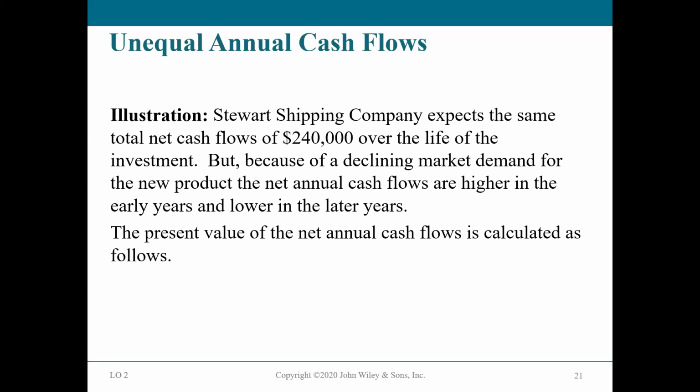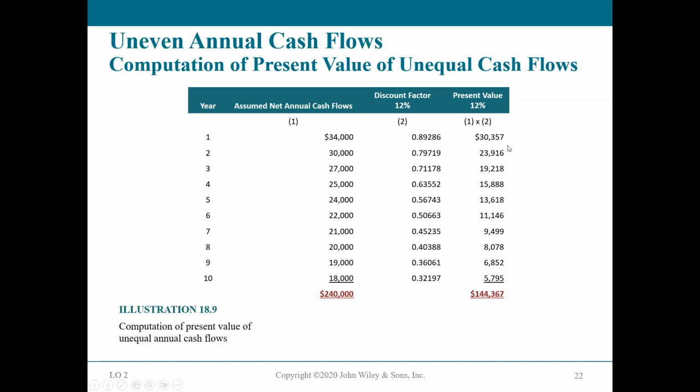Keep going through an illustration. Stewart Shipping Company expects the same total net cash flows of $240,000 over the life of the investment. But because of declining market demand for the new product, the net annual cash flows are higher in the early years and lower in the later years. Present value is calculated as follows. So now you have to discount each year separately. So using our present value of a single payment in the future, a single payment of $34,000 1 year out at 12% would be discounted at 0.89.